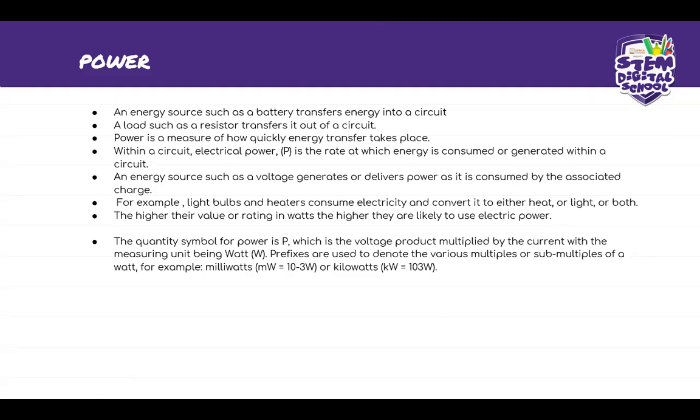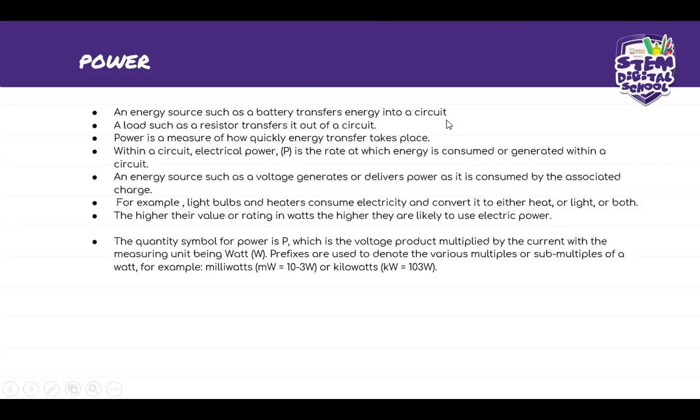So a load such as a resistor transfers energy out of the circuit. What you'll have in an electrical circuit is your conductors, which are connecting the circuit together, but it comes from a source. The source is what emits the electrical energy and causes a current to flow. That part, the battery, is the source. So that's what they mean when they say a battery transfers energy into a circuit.